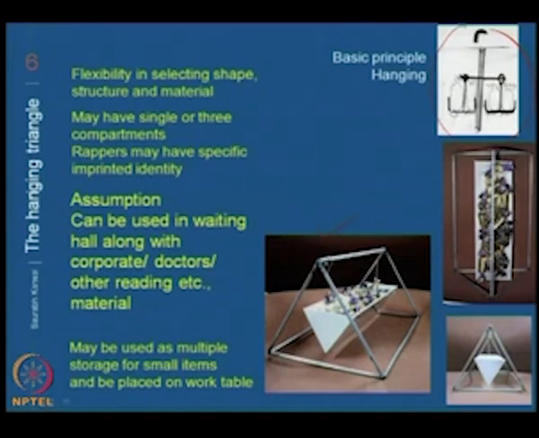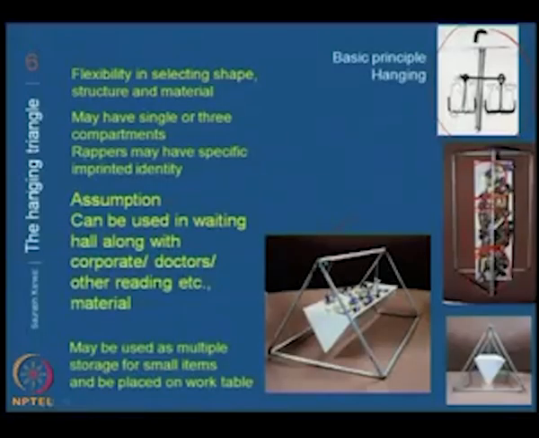this. So, the hanging triangle type here says that there is flexibility in selecting shape, structure and material, there is no constraint, you can have varieties of shape, size of this frame, may have single or three compartments, like 1 compartment, 2 compartment, 3 compartment for different types of lozenges and with different types of information related things, the wrapper may have single or 3 compartments.